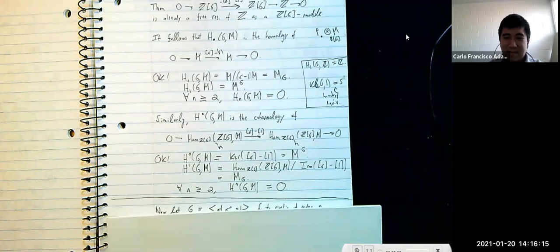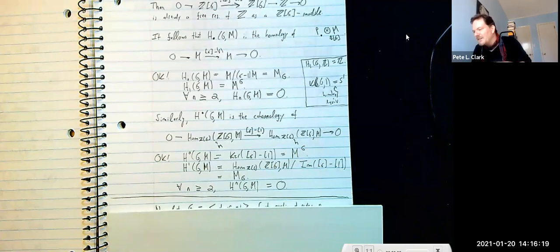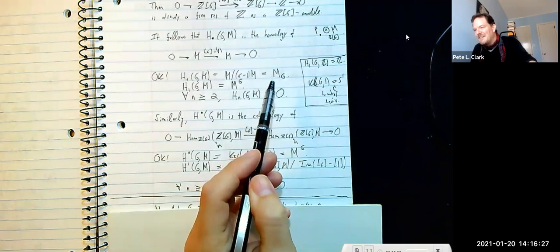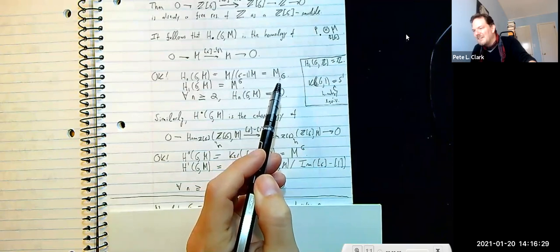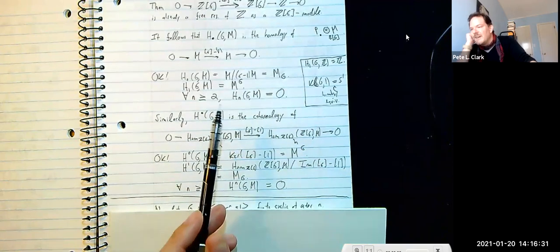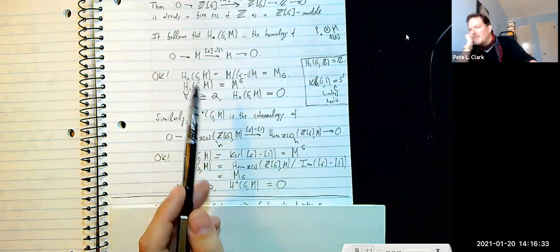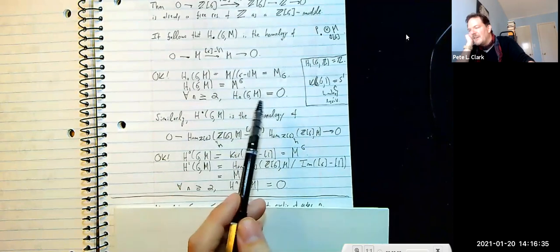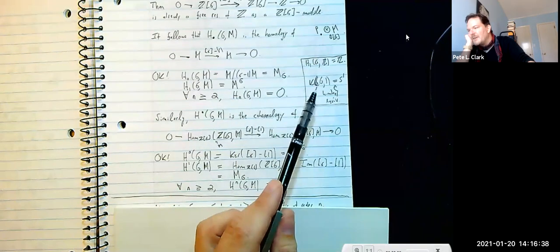In particular, it is true that the first homology of the unit circle is Z, of course, and that all the higher homology of the unit circle is 0, and that the 0th homology of the unit circle is Z, right? So if I take M equals Z here, I get H0 and H1 are both isomorphic to Z, and all the higher homology groups are equal to 0. Sounds good. Similarly, it sounds good on the cohomology side.